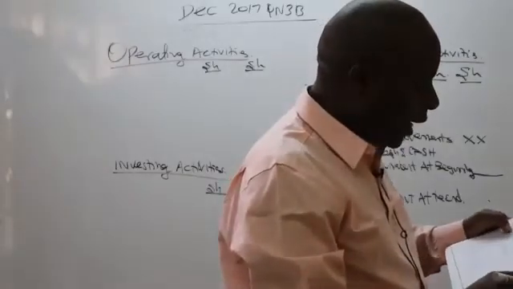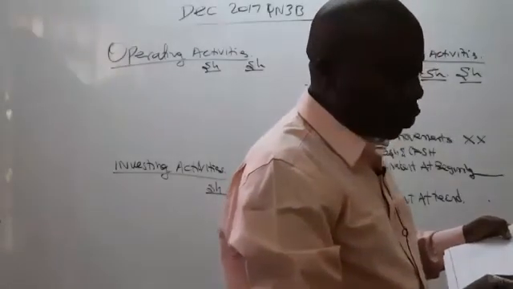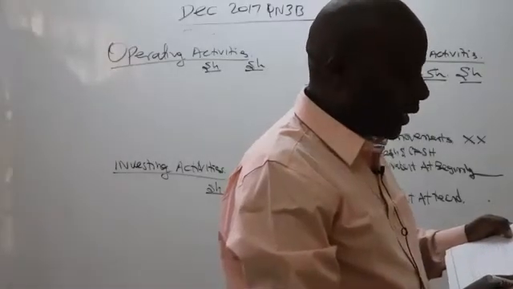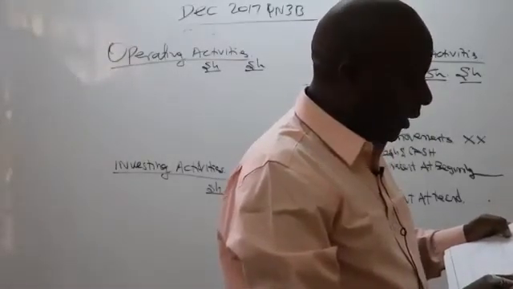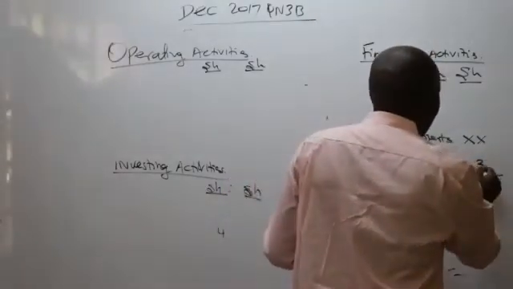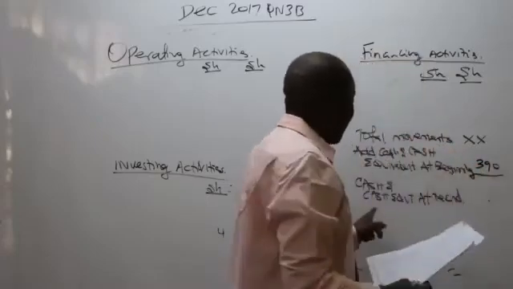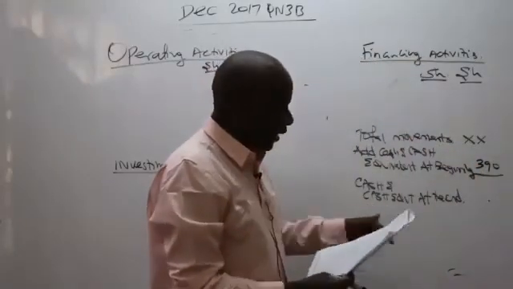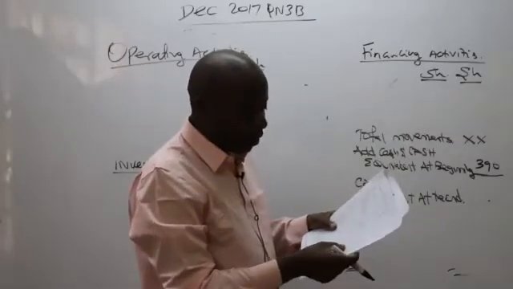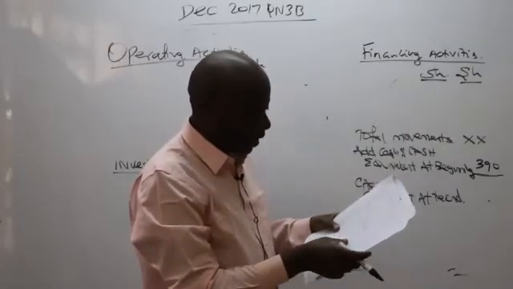If you look carefully, we have cash and bank balances. We have got 2 years. So the 2016 cash and bank balance becomes my beginning balance. So this should be 390. And then I have cash and the cash equivalents at the end, which is the 2017 figure. The 2017 figure is 500.